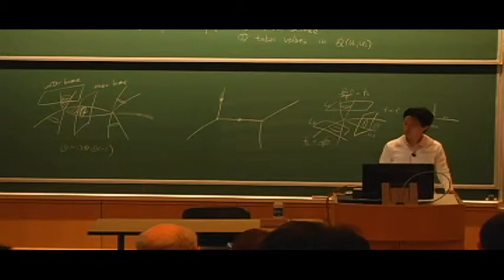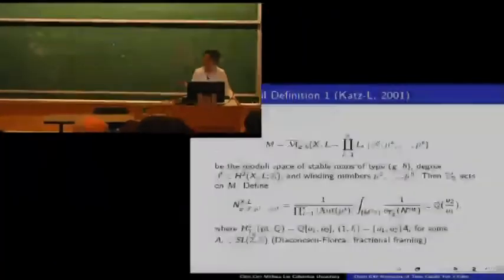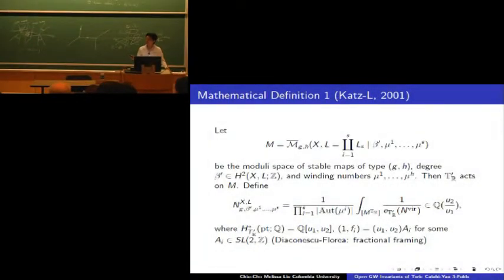Later we came up with a different definition. This is a rational function in u2 and u1, but it's homogeneous of degree zero. So you should get some rational function in u2 over u1. And then you specialize to, for example, u1, u2 equal to some u, f u. Then you get a rational number depending on f.